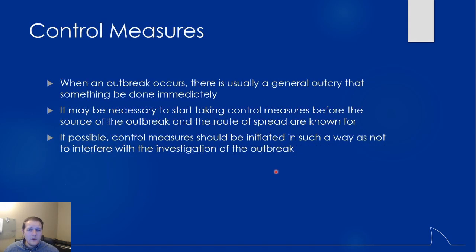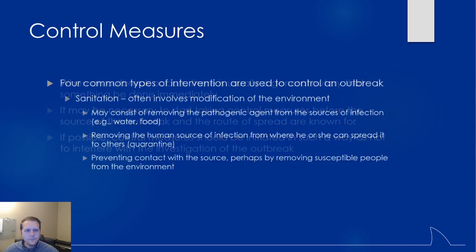So when an outbreak occurs, there's usually going to be an outcry that something has to be done, right? We have to fix this problem immediately. And so it's frequently necessary to take control measures before you even know what the source of the outbreak is, before the route of spread is known for sure. When you initiate a control measure, it should be initiated in a way so as to not interfere with the investigation of the outbreak.